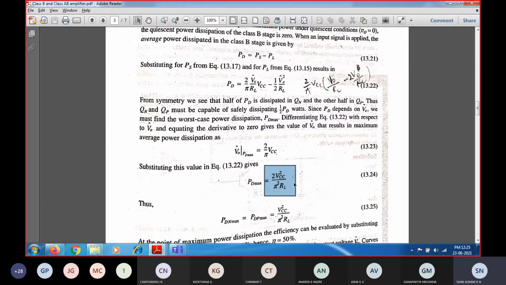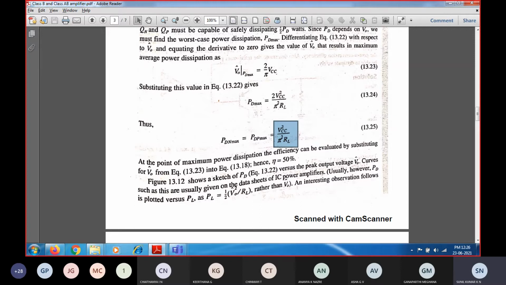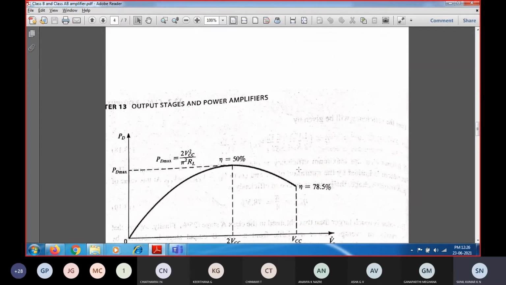So maximum power dissipation you will be getting, and dividing by 2 gives the power dissipation with respect to each PNP as well as NPN transistor respectively. So we are going to divide equation 13.24 by 2, so that we will be getting the maximum power dissipation for the NPN transistor as well as the PNP transistor equal to VCC square by pi square into RL.